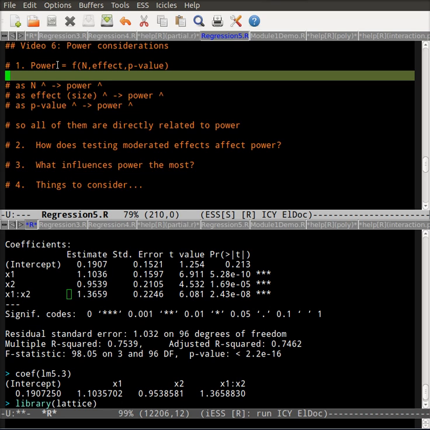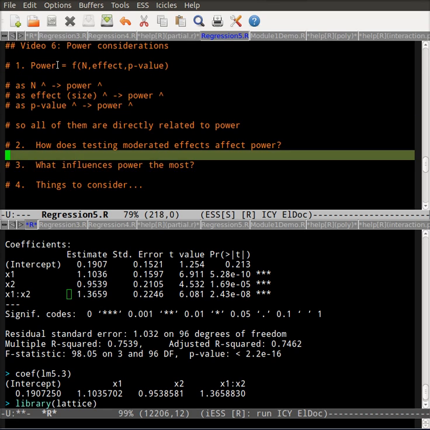Now, how are these three things affected by moderated effects? Here's the simplest way to think about it. One, it has no impact on sample size. Okay, so we can rule that out right away. And the second is that it doesn't really affect our p-value because our p-values are going to be fixed at 0.05. So there's something in the effect size that matters.